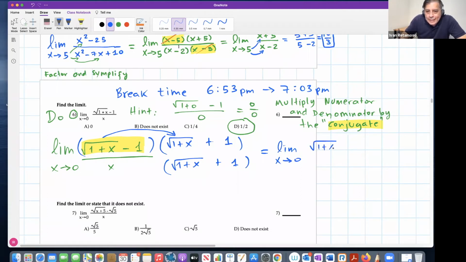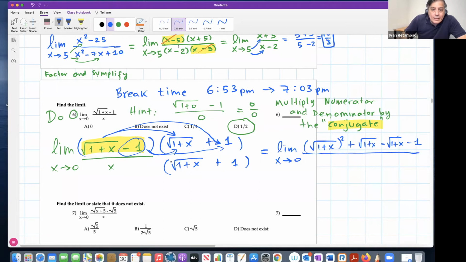Square root of 1 plus x, squared. This times this will lead to a square root of 1 plus x. Now, time to multiply this guy over, this times this: minus the square root of 1 plus x, and -1 times +1 is minus 1. So we expanded the numerator. With the denominator, you don't have to expand. Indeed, the hint is to keep this in factor form. There is a reason behind this, so keep this in factor form.